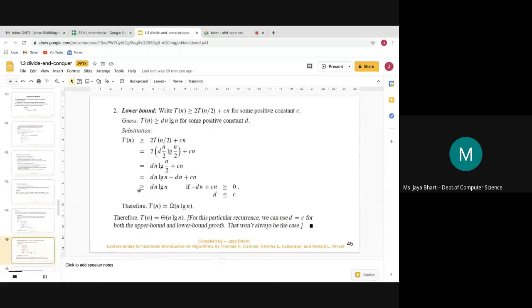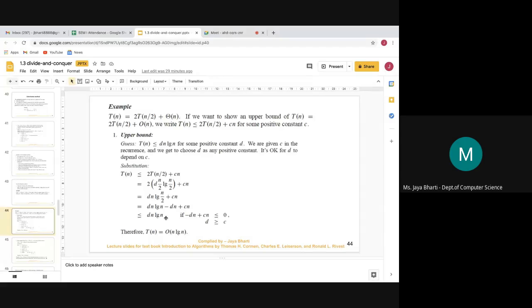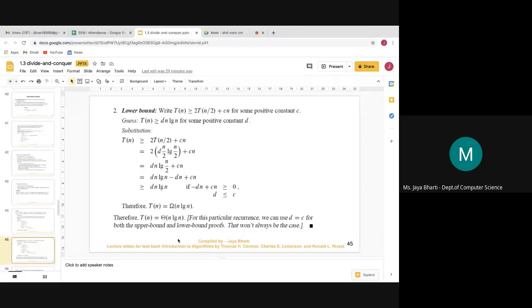Why did we write omega? Because here T(n) is giving the lower bound. When it is giving the lower bound, then it will be omega. When it is giving the upper bound, then it will be the big O. When it is giving the exact bound, then it will be theta. So here we got the upper bound as n log n and the lower bound also as n log n. So we can say that the exact bound is also n log n. So that's why we have written it like T(n) is equal to theta of n log n. Okay.